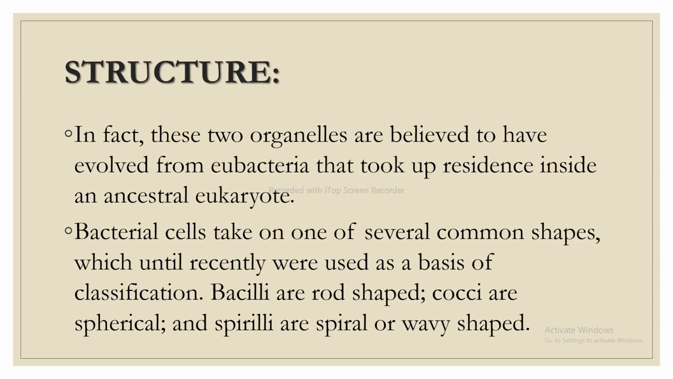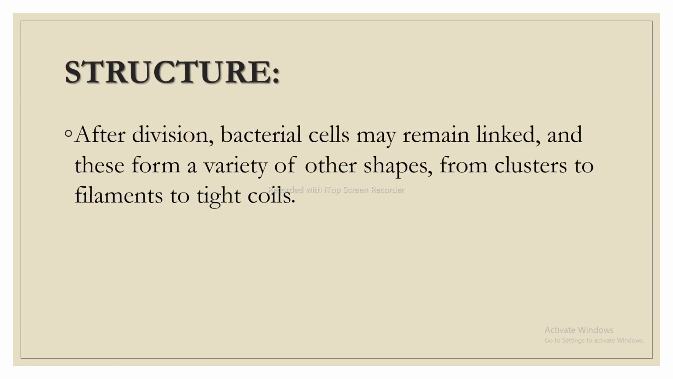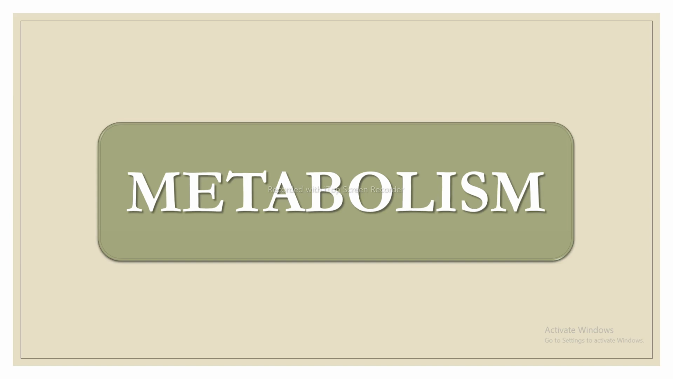In fact, the two organelles are believed to have evolved from eubacteria that took up residence inside an ancestral eukaryote. Bacterial cells take on one of several common shapes, which until recently were used as a basis of classification. Bacilli are rod-shaped, cocci are spherical, and spirilla are spiral or wavy-shaped. After division, bacterial cells may remain linked, and these form a variety of other shapes, from clusters to filaments to tight coils. Next I am going to discuss metabolism.